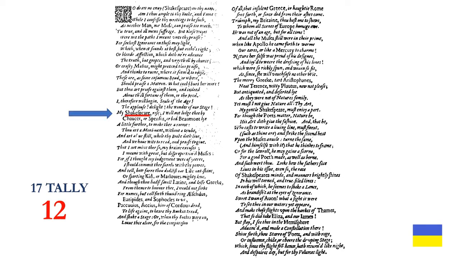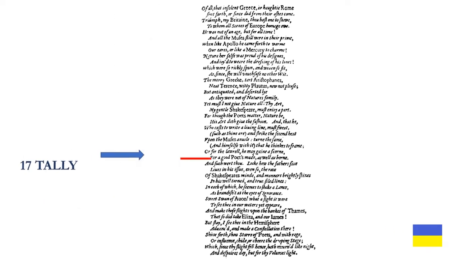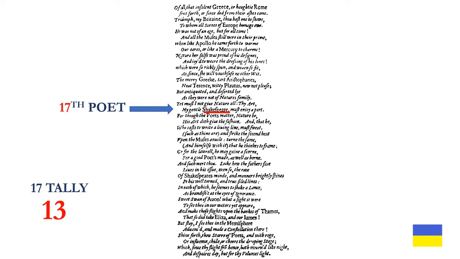The second time Shakespeare appears in the poem, the name begins a list of poets. We count down to the last poet, him of Cordova dead, and he is the 13th poet. Shakespeare, my gentle Shakespeare, on page 2, is the 17th poet in the list.